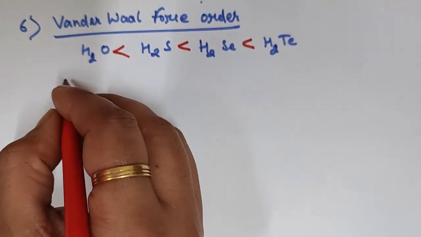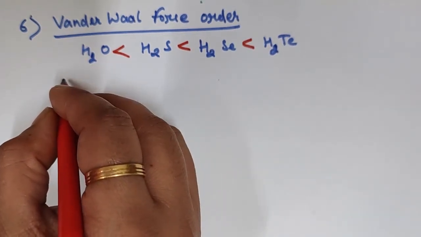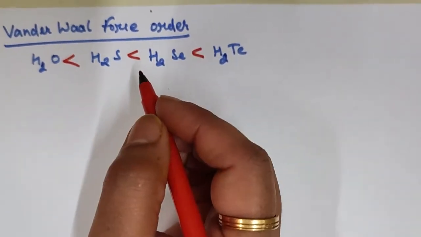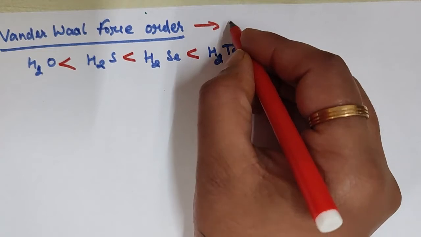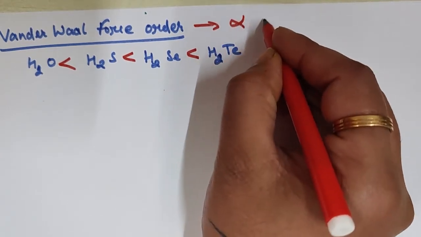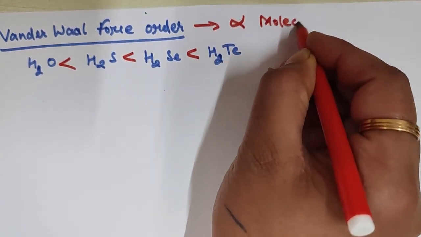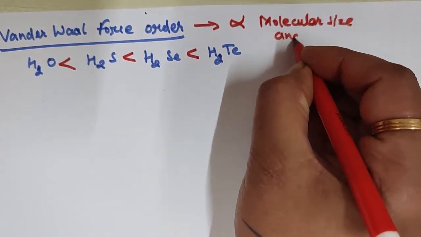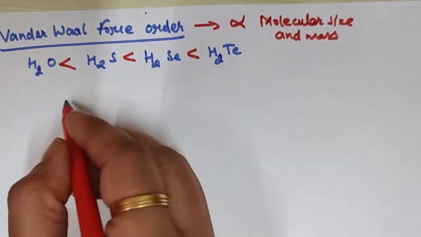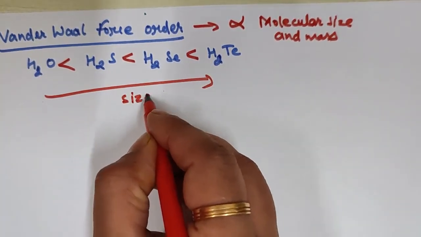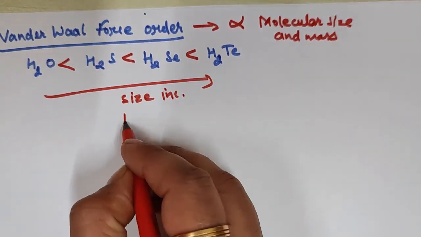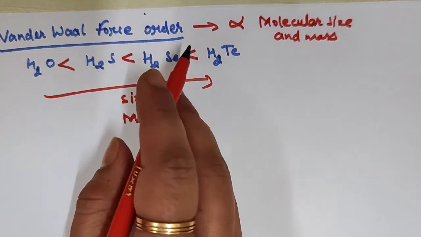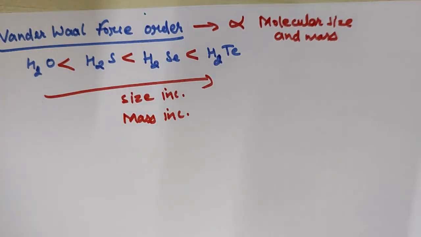The reason is that van der Waals forces depend upon the molecular mass. So van der Waals forces are directly proportional to the molecular size and mass. As we move down the group, the size increases as well as the mass increases. Therefore, van der Waals forces increase as we move down.